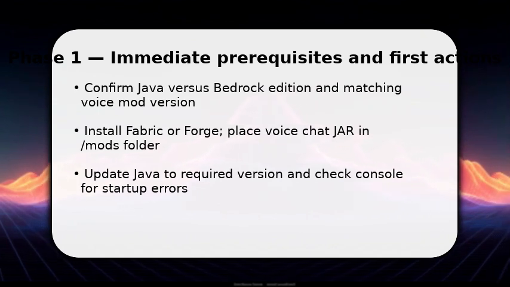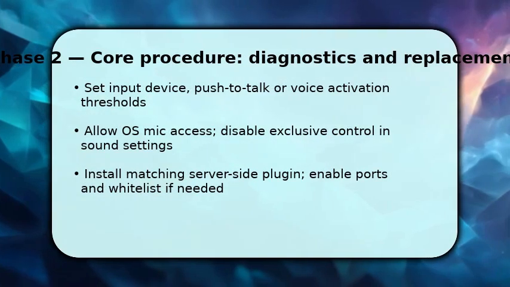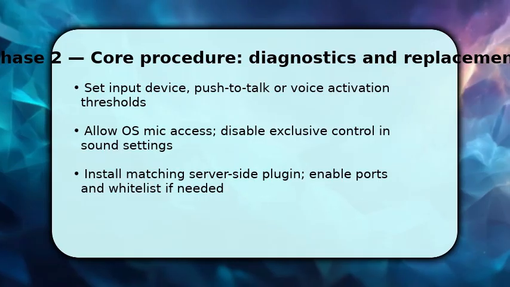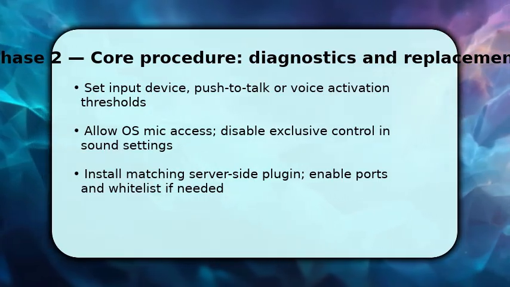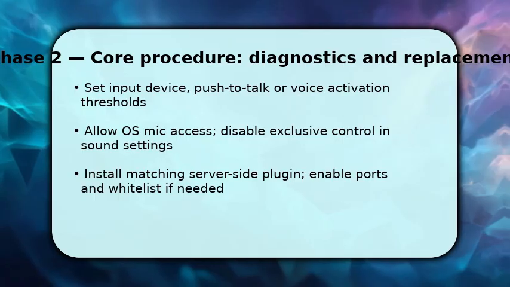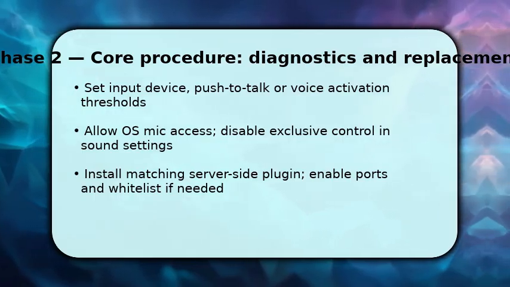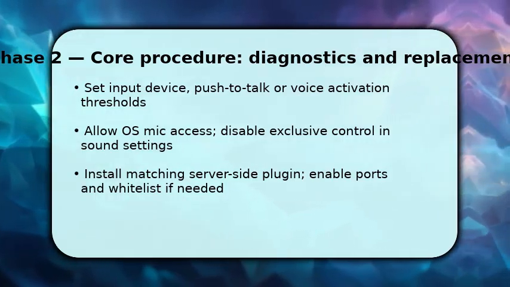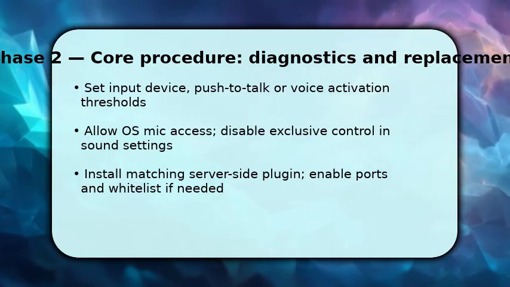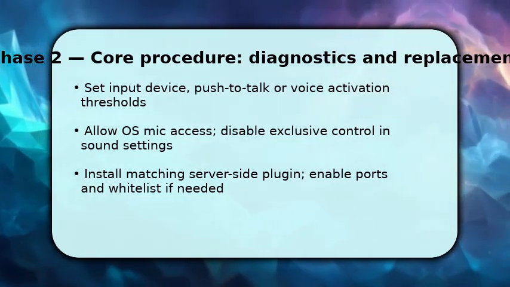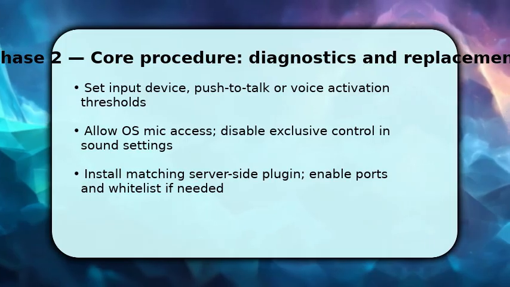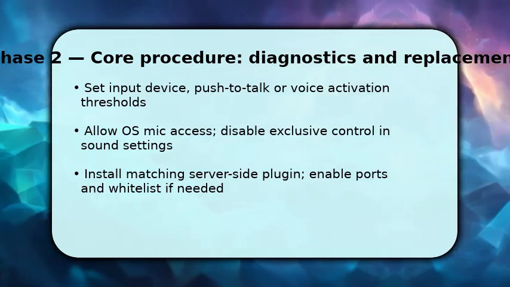Now configure voice settings so it actually works. Open the in-game voice settings, set your input device to the correct microphone, and adjust push-to-talk or voice activation thresholds to avoid clipping. On your OS, allow microphone access and disable exclusive control. If you're on a server, install the matching server-side plugin and enable ports or whitelists if needed.